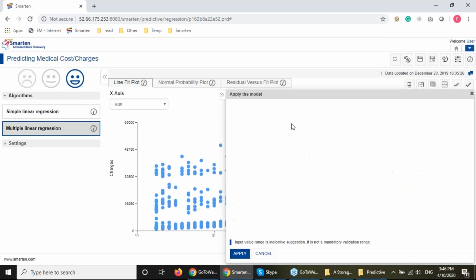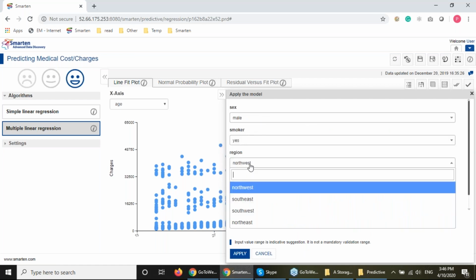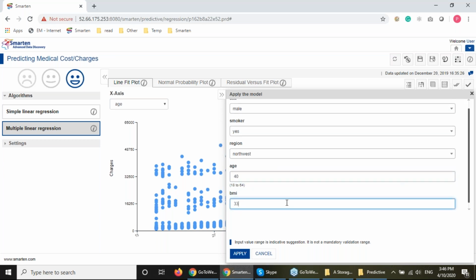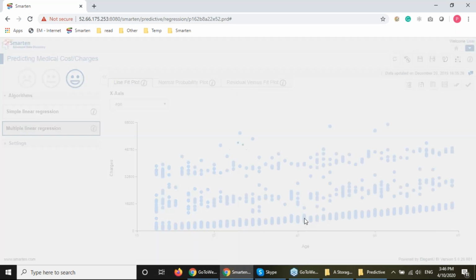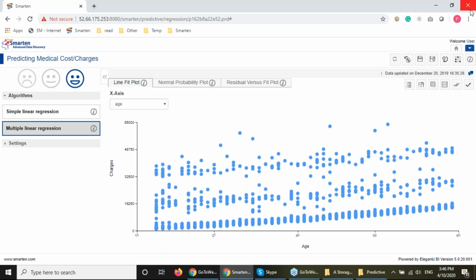So you can apply: say the customer is male, smoker, from the northwest region, age 40, BMI 33, and I just hit apply. Since the model has learned a pattern, it shows that the predicted charges could be this much based on this profile, and this accuracy is good. It shows how I can work out what the coverage should be for this kind of candidate.